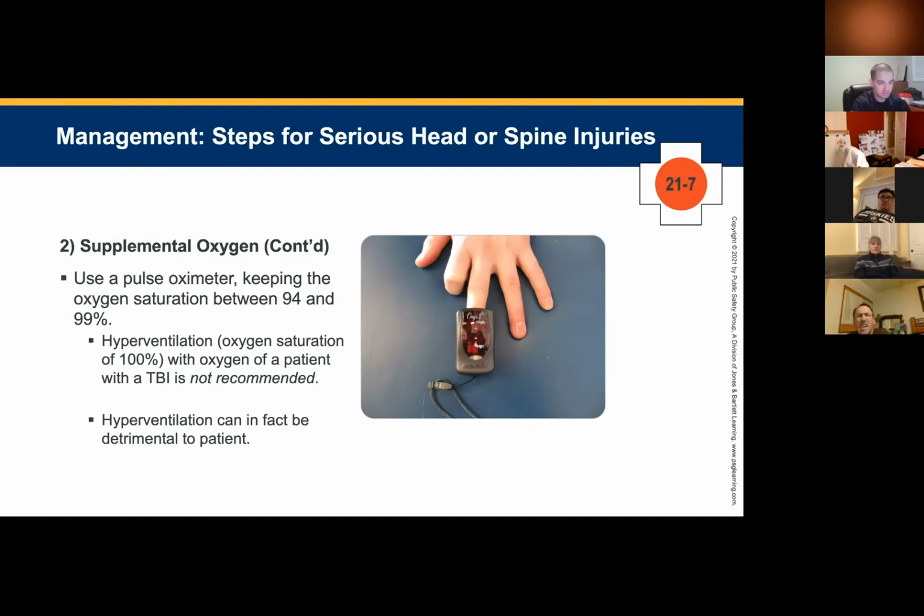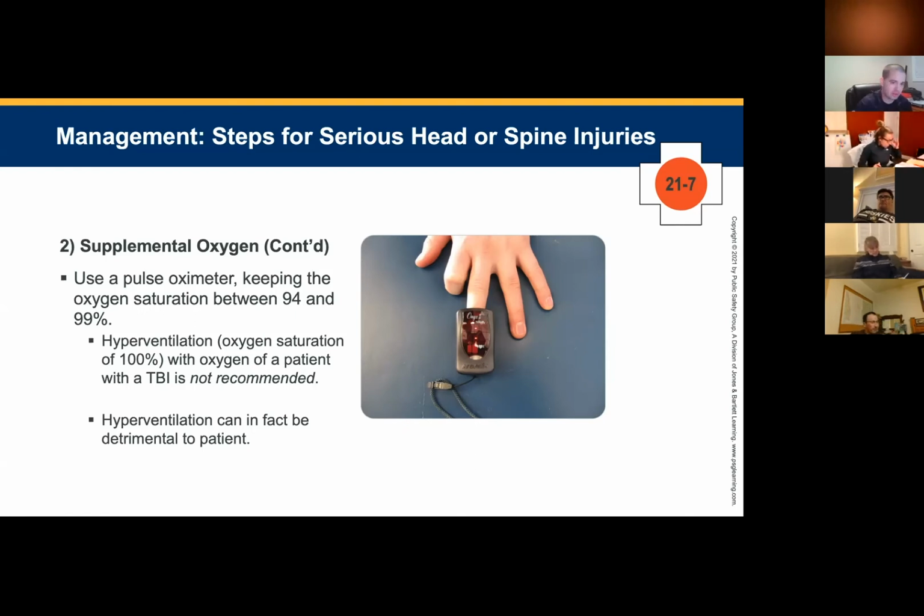You want to flood the brain with oxygen? Well, that was kind of the thought process with hyperventilating, but why don't we want to hyperventilate? If you hyperventilate, you're going to blow off too much carbon dioxide, and we need a good amount of carbon dioxide in the body. So if we blow off too much, that can be a problem.